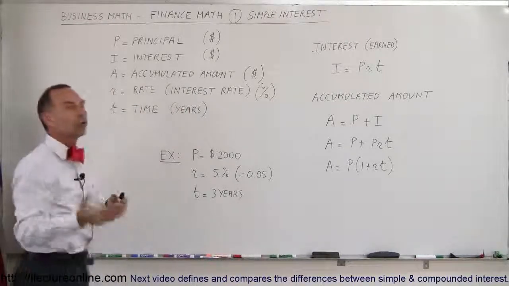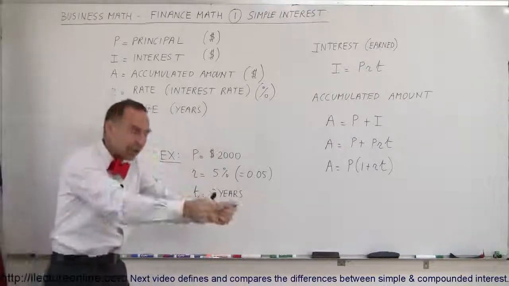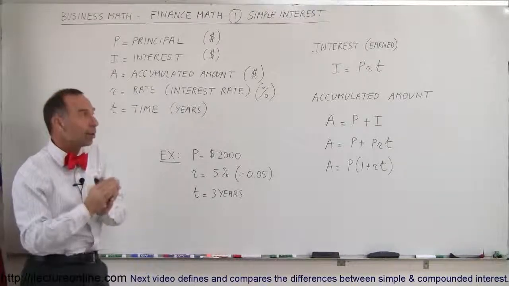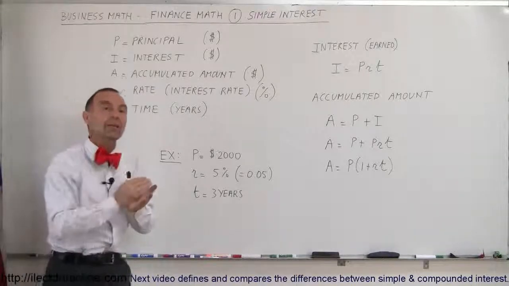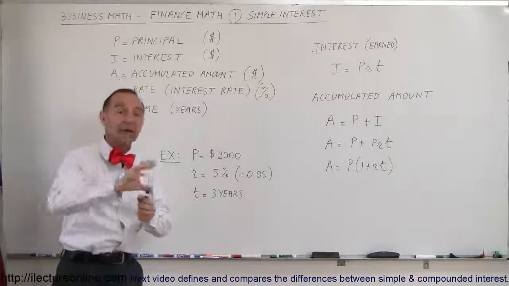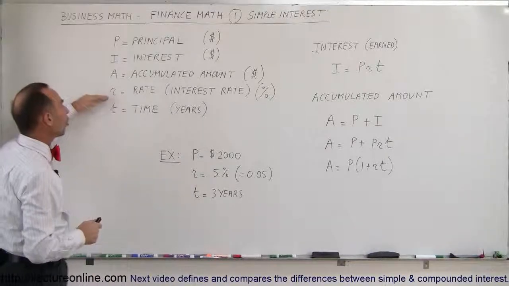A stands for accumulated amount. The total amount that you end up with will be the initial principal you put in the bank plus whatever interest you earn on top of that. So the two combined will form the accumulated amount. So the more interest you earn, the bigger the accumulated amount, which is added to the initial principal investment that you made.